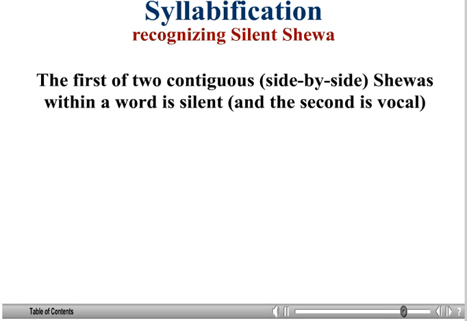The second rule. The first of 2 contiguous, meaning side-by-side, shaahs within a word is silent, and the second is vocal. Let me repeat this rule. The first of 2 side-by-side shaahs within a word is silent, and the second is vocal. We give the example mishpateh. Note that there are 2 contiguous or side-by-side shaahs within this word. The rule calls for you to identify the first as silent and the second as vocal.